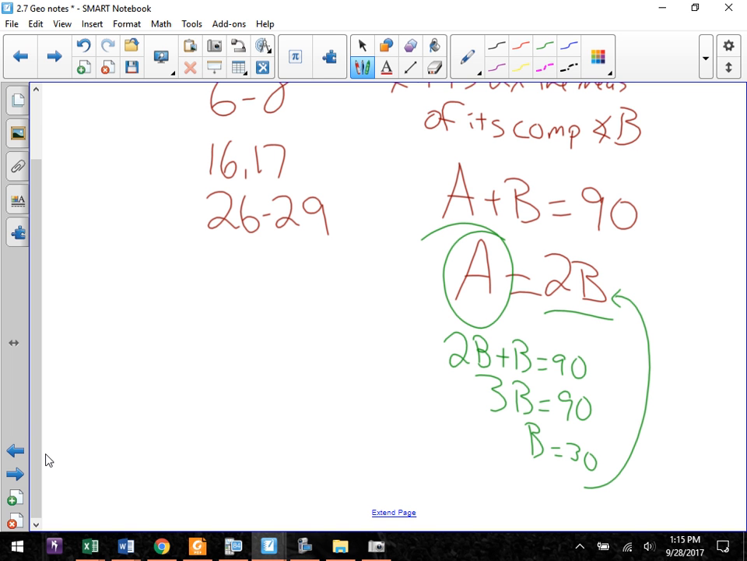26, 27, 28, and 29 are all very, very similar to that. Either complementary or supplementary, doubling an angle, or half of an angle. If I take half of an angle, what am I multiplying it by? Half.